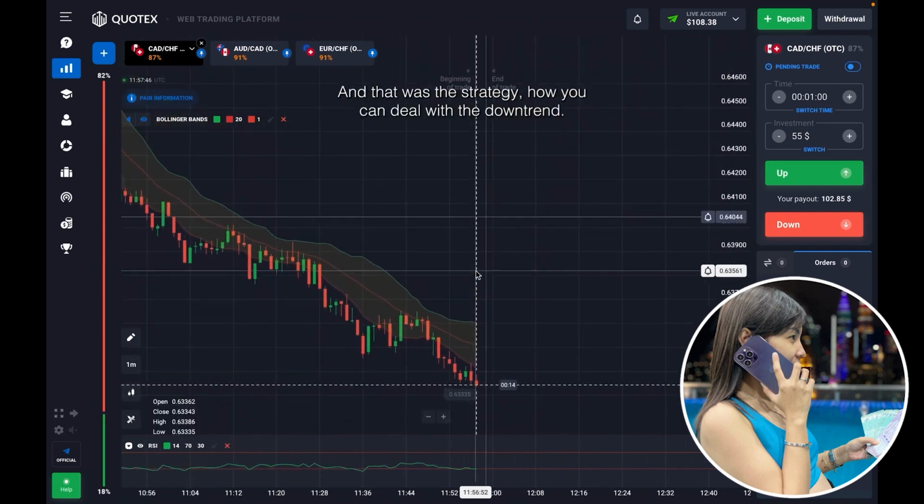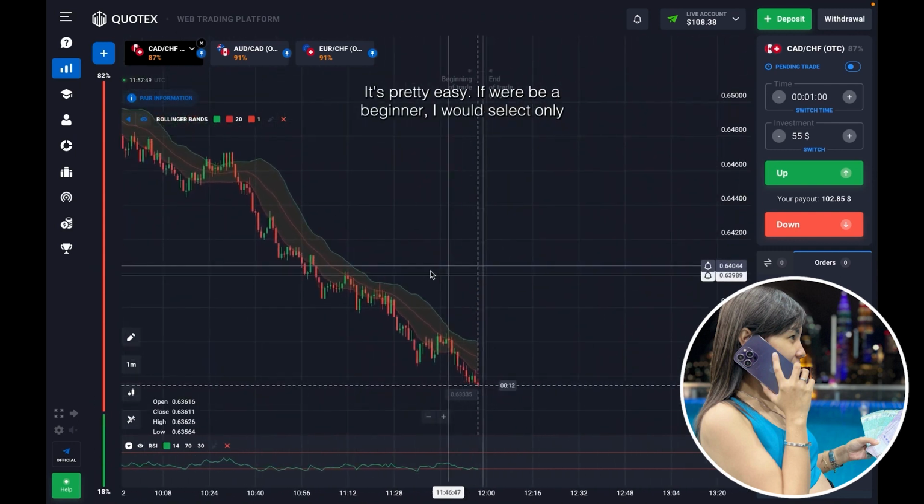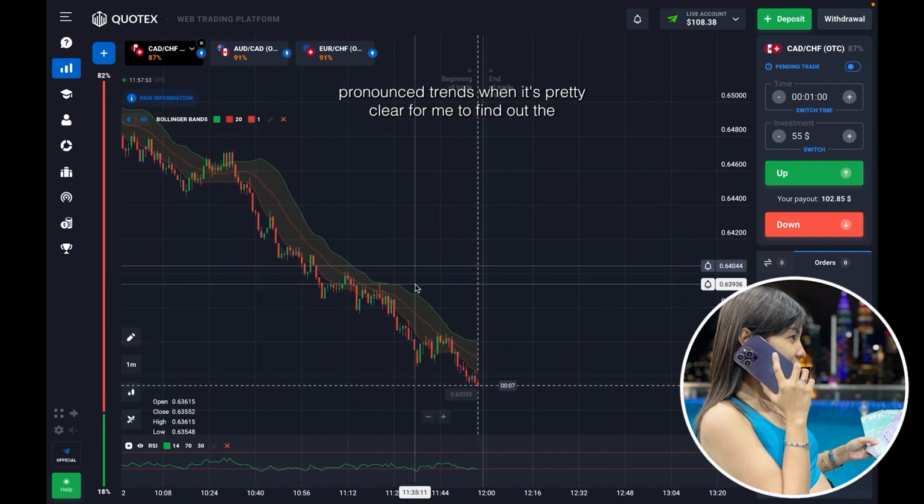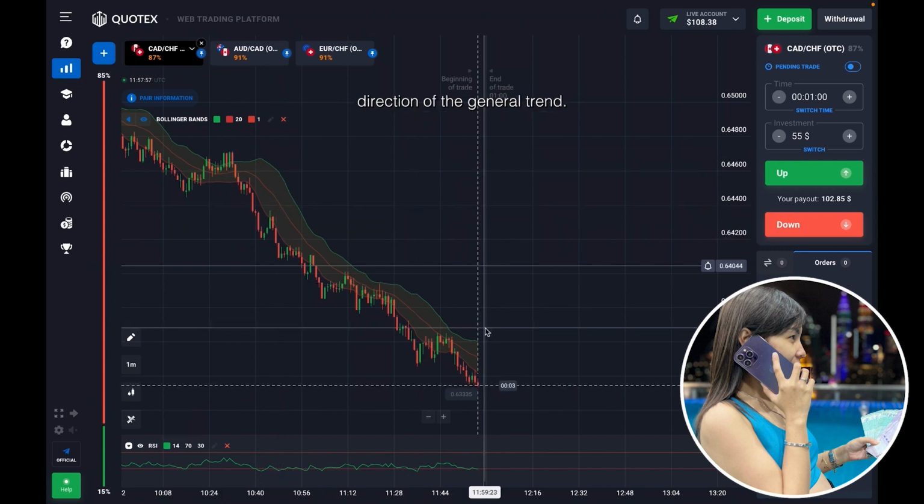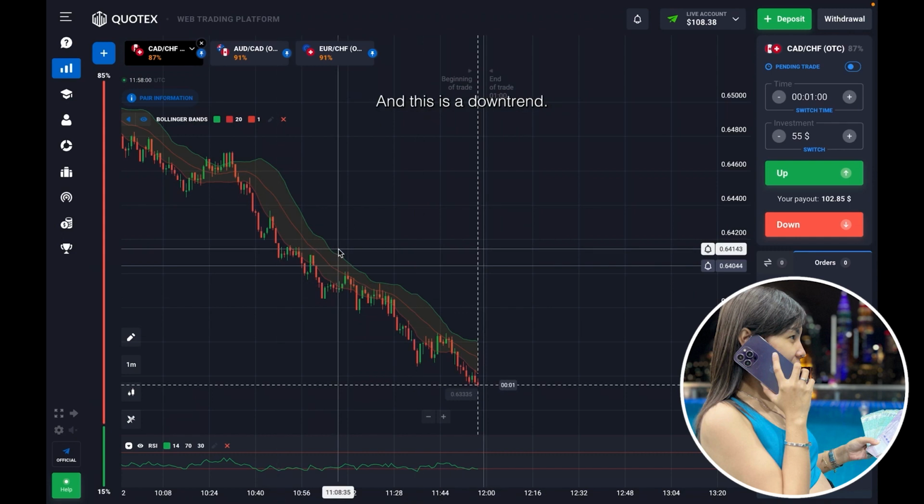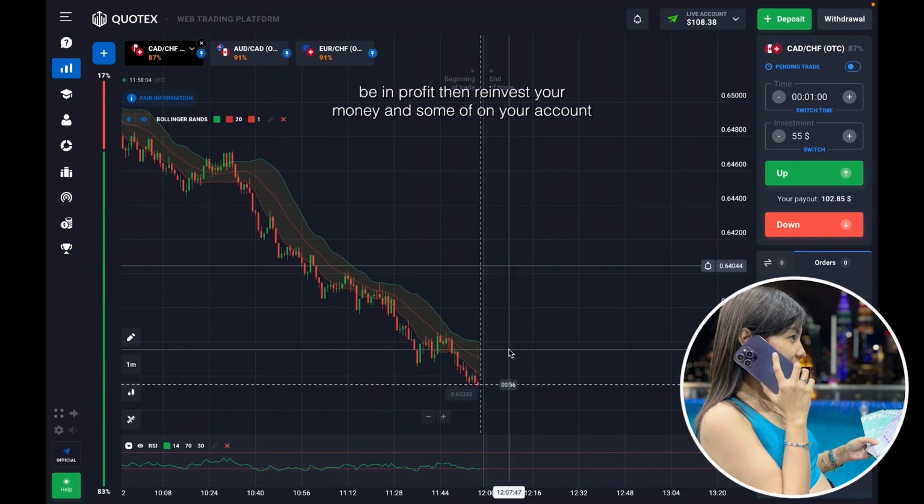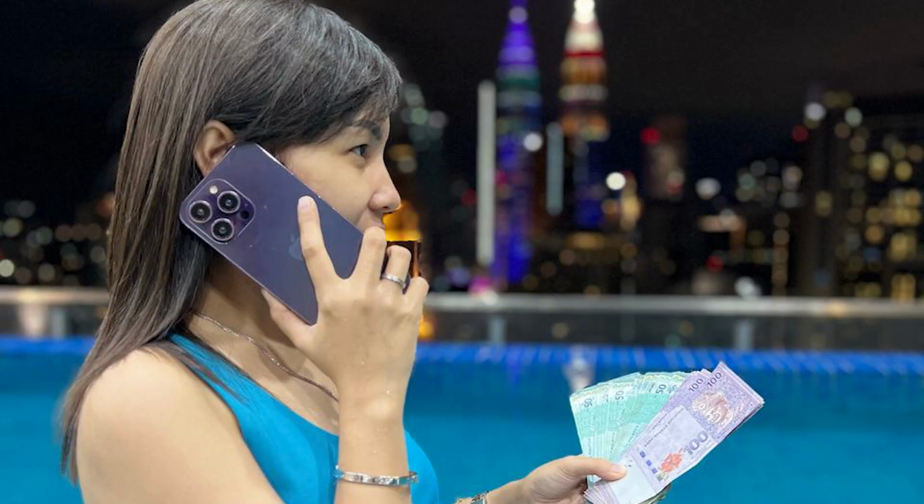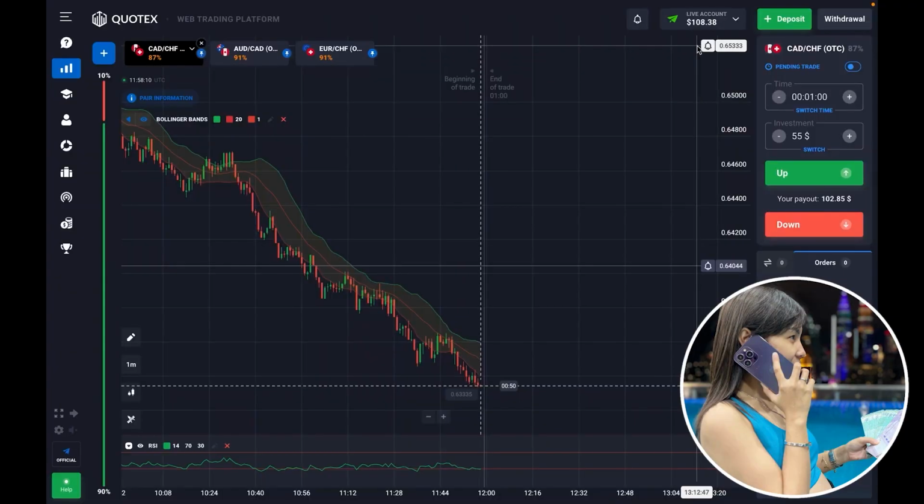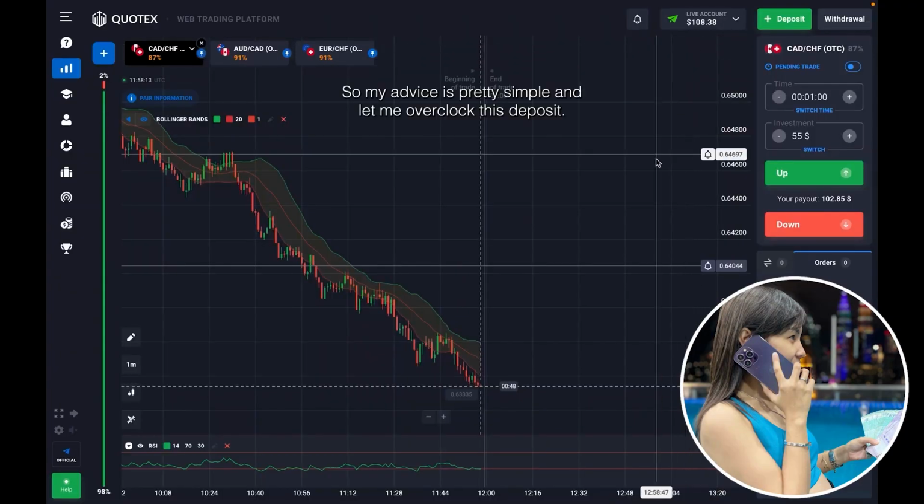And that was the strategy. How we can deal with a downtrend, it is pretty easy. And if we're a beginner, I would say trade only pronounced trends, when it's pretty clear for me to find out the direction or the general trend. And this is a downtrend. So just open put option, you will always be in profit and reinvest your money, and your account will be bigger and bigger with each trade. So my advice is pretty simple. Let me overlook this deposit.